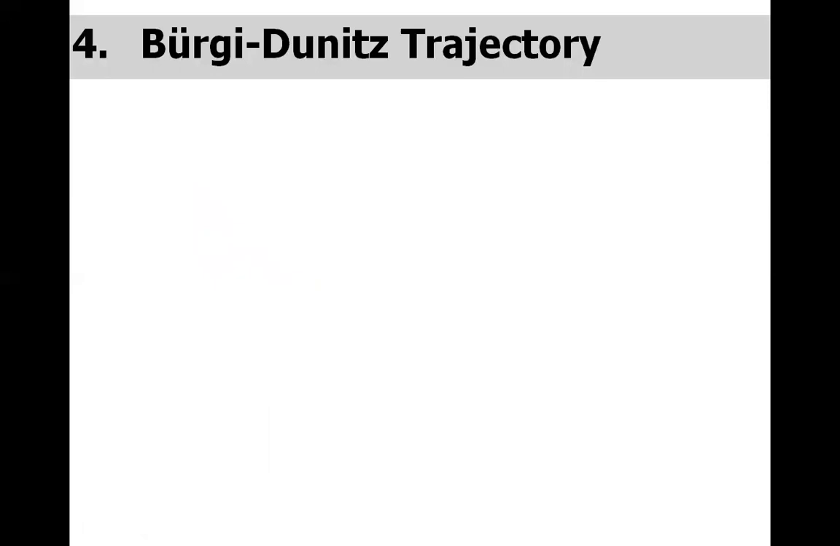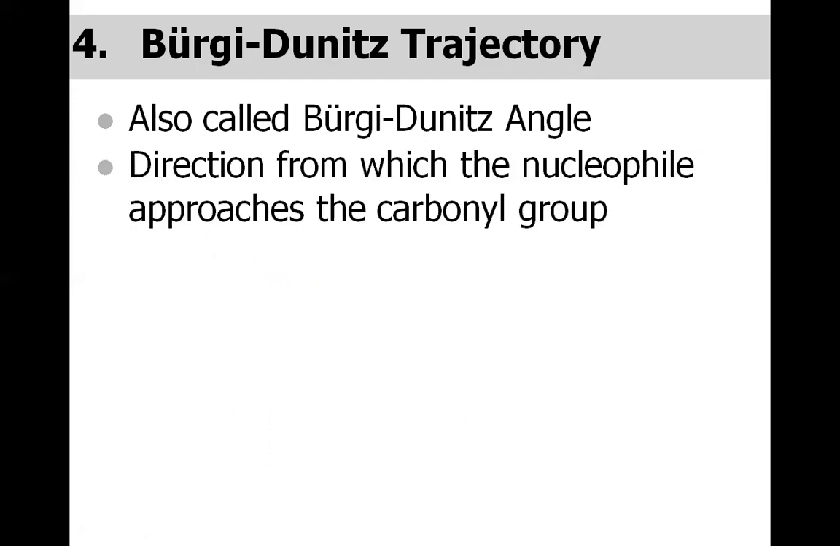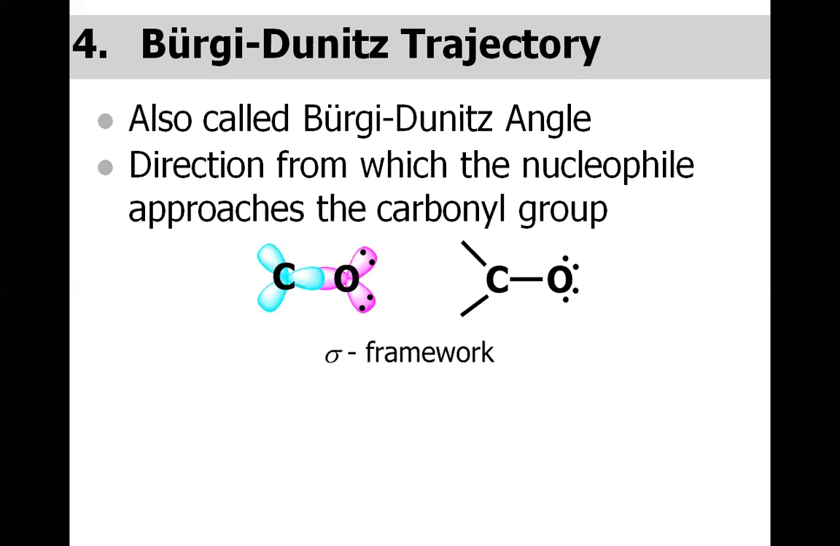Now let's discuss the last topic of today's lecture, the Burgi-Dunitz trajectory, which is also called the Burgi-Dunitz angle. Basically, it's the direction from which the nucleophile approaches the carbonyl group. We have discussed how a nucleophile attacks the carbonyl carbon, and we have the breakage of the pi bond to afford the tetrahedral intermediate. But now we will discuss from where the nucleophile comes to attack the carbonyl carbon. It is not possible for the nucleophile to come from any side to the carbonyl carbon, but it has some specific route that it has to follow. But before discussing the Burgi-Dunitz trajectory, let us discuss two very basic ideas.